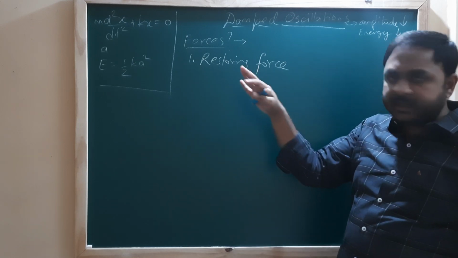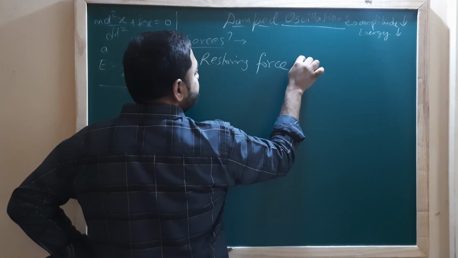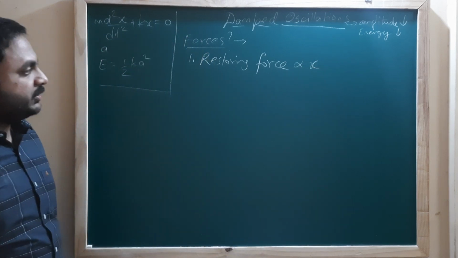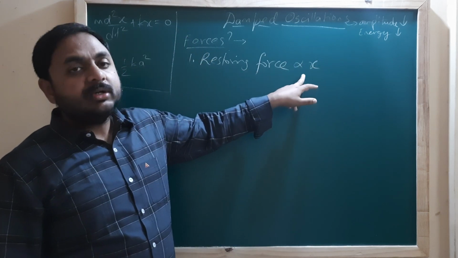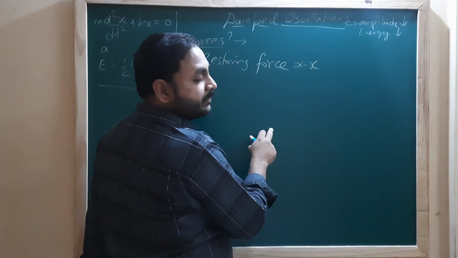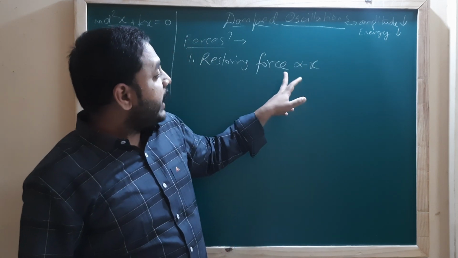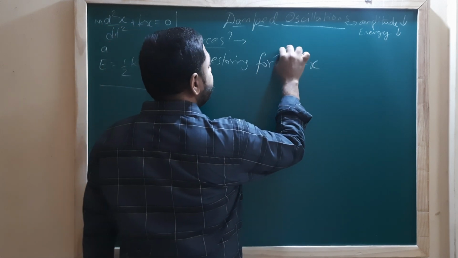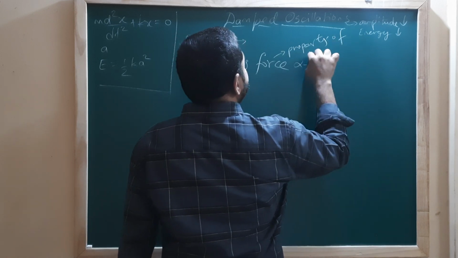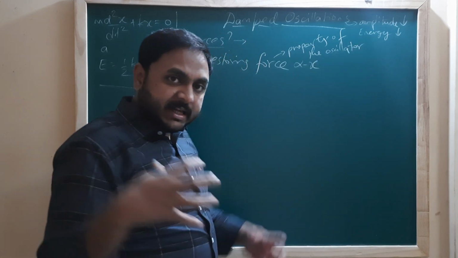In any oscillations, there can be no oscillations unless there is a restoring force. And we already know what this restoring force is proportional to. This restoring force is proportional to its displacement from the mean position, and it is directed towards the mean position. That's why we add a minus sign. So the restoring force will also act on damped oscillators. And remember, this restoring force is a property of the oscillator. This is something intrinsic to that oscillator.